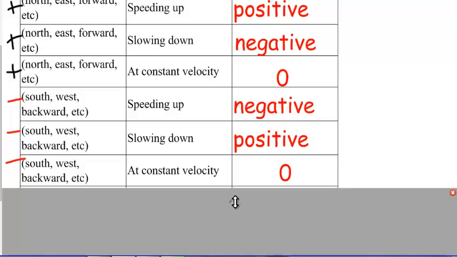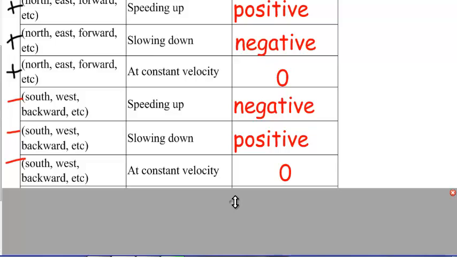So this is the opposite of above. Whereas constant velocity is always going to give you an acceleration of zero, the speeding up and slowing down are opposites. So if you speed up in the positive direction, you have positive acceleration. Speeding up in the negative direction gives you negative acceleration. And if you are slowing down, positive direction is negative acceleration, and slowing down in the negative direction is positive acceleration. Take some time to think through that. Make sure that it makes sense.